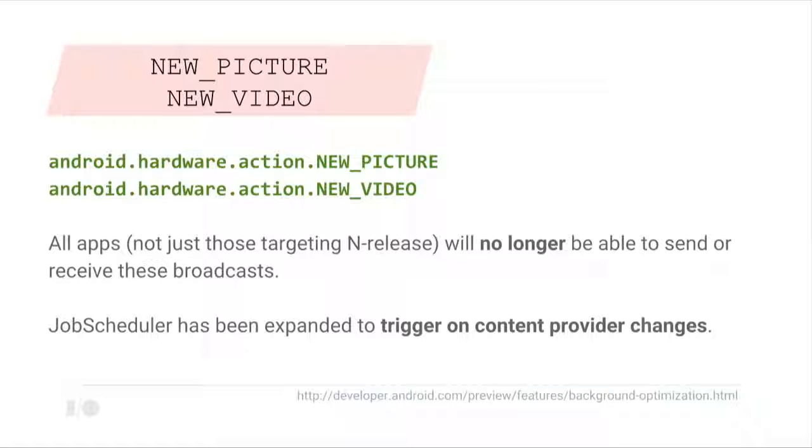These are two more implicit broadcasts that are sent right when the user takes a picture, and they're sent by the camera, and that's sort of the worst time when you want a lot of other background stuff to be happening because you want to focus on taking that next picture or whatever it is you're doing with the camera application. So starting with the end release, all applications will no longer be able to send or receive these two broadcasts, right? So not just those targeting in, all applications.